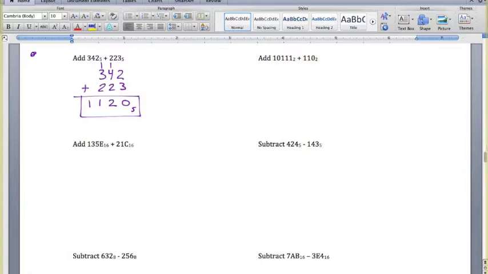So it's the same idea as carrying in elementary school. It's just that we have to carry a lot sooner than we used to, because we can't go all the way up to 9. We can only go up to whatever the base is.